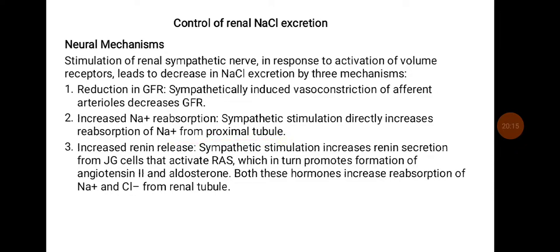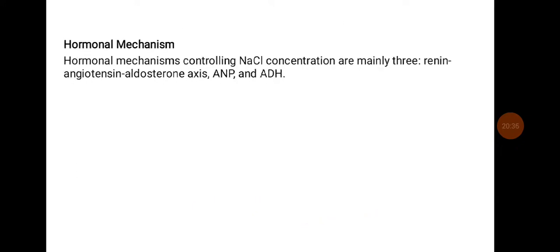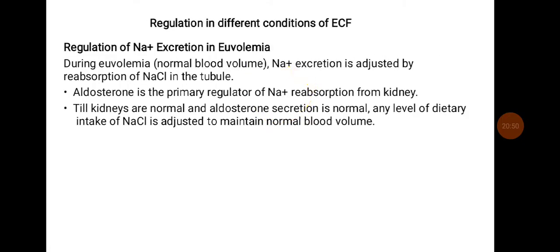Increased renin occurs because of the sympathetic stimulation, which is produced from the JG cells that in turn activate RAS, which in turn promotes the formation of angiotensin 2 and aldosterone. Both these hormones increase reabsorption of sodium and chloride from the renal tubule. Hormonal mechanisms controlling sodium chloride concentration are mainly three, that is renin angiotensin aldosterone axis, atrial natriuretic peptide, and antidiuretic hormone.